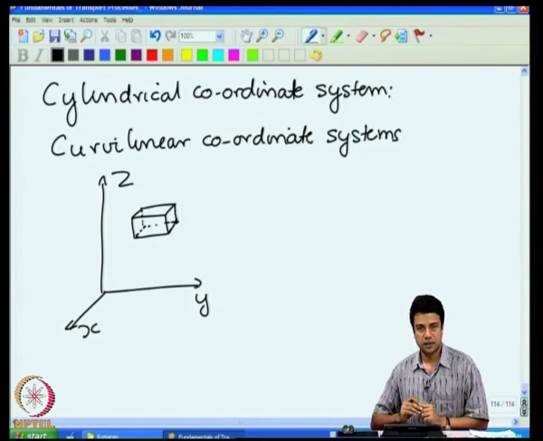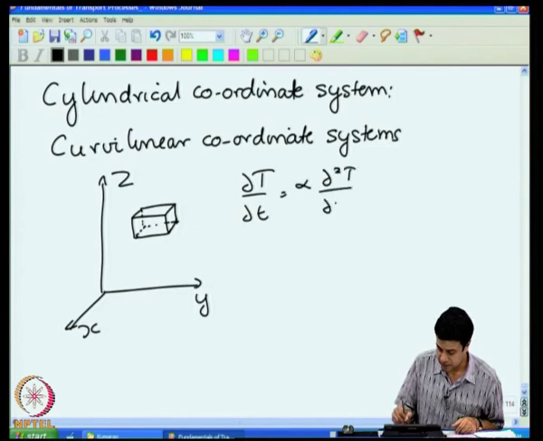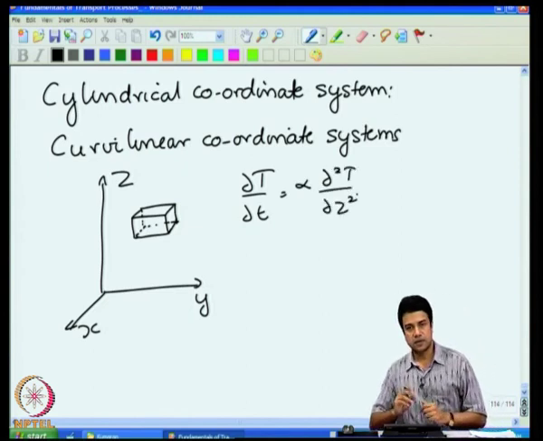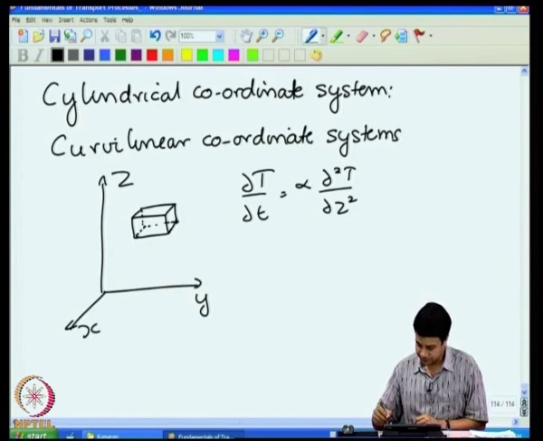And when we did transport in this coordinate system, we got equations of the kind dT/dt is equal to alpha times d squared T by dz squared for unsteady transport in only one dimension. Even though this coordinate system is the simplest to work with, it may not be appropriate for all geometries. That is the reason that we have curvilinear coordinate systems.